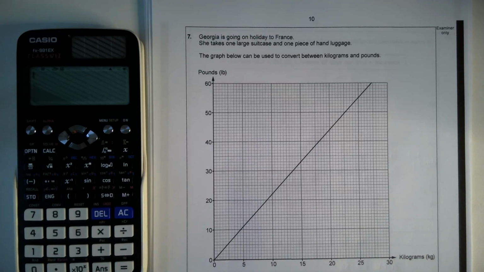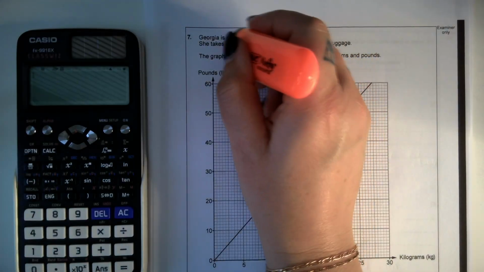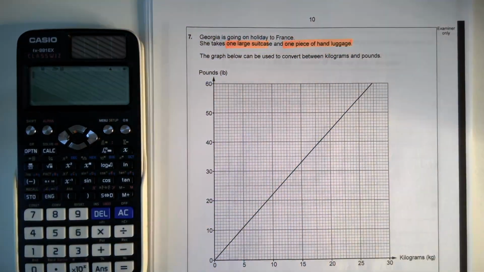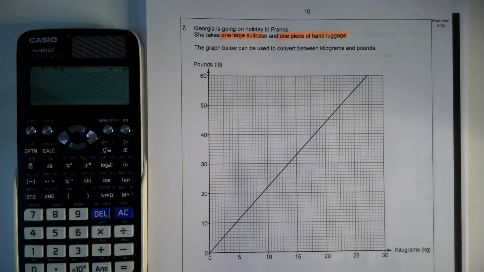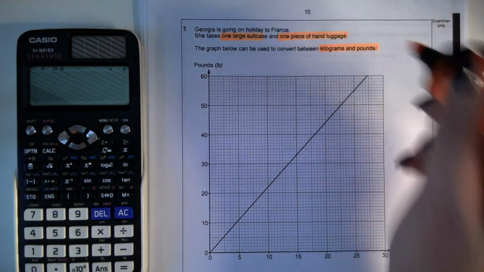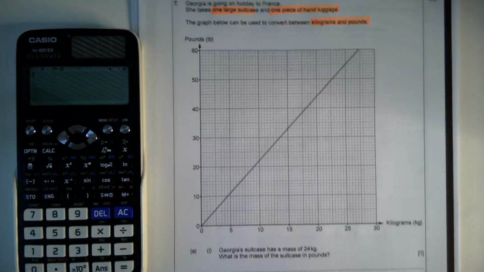Question 7. Georgia is going on holiday to France. She takes one large suitcase and one piece of hand luggage. The graph below can be used to convert between kilograms and pounds. So we've got pounds and kilograms.